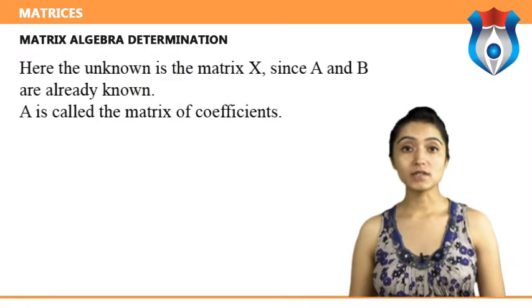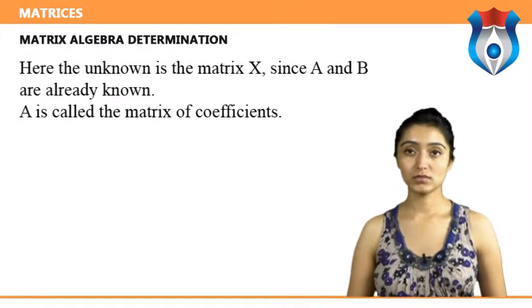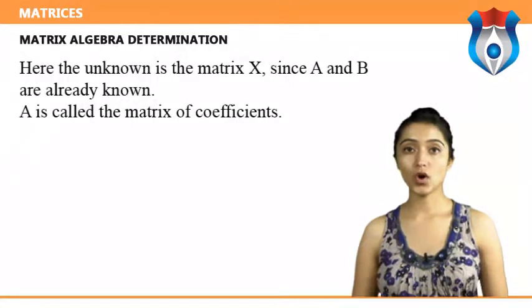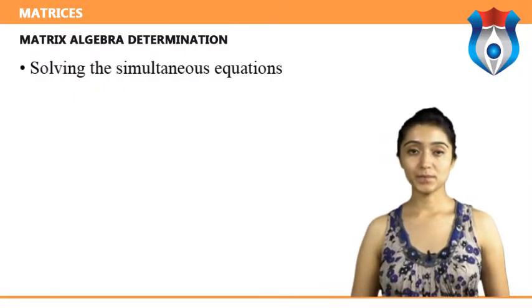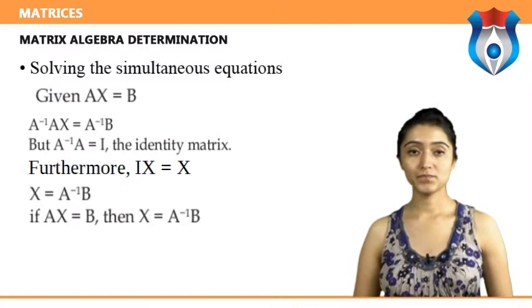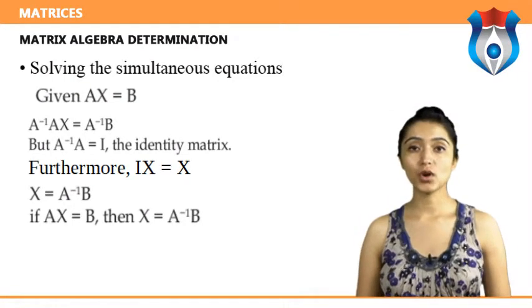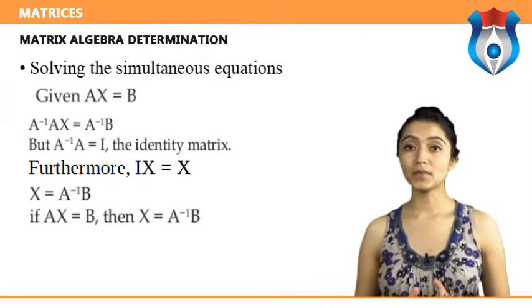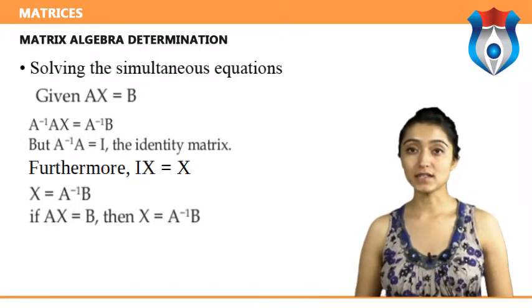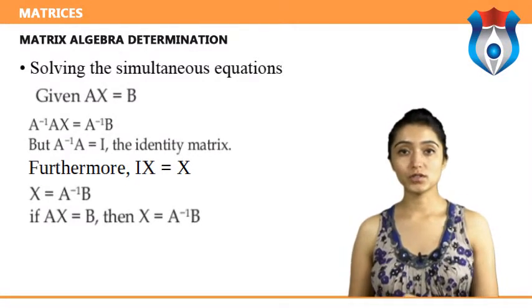Here, the unknown is the matrix X, since A and B are already known. A is called the matrix of coefficients. Solving the simultaneous equations. See on screen. We can multiply both sides by the inverse of A provided this exists, as shown on the screen. Here, multiplying any matrix by an identity matrix of the appropriate size leaves the matrix unaltered. So the result is shown on the screen.